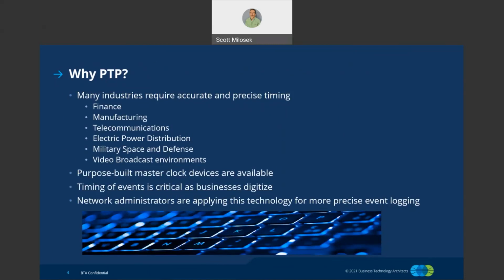Manufacturing also requires precision timing to coordinate assembly line automation and for accurate measurements, precise placement and rotation of parts, and a myriad of other manufacturing processes that require precision. Telecommunications systems and video broadcasting environments require precise timing so that data, voice, and video can be streamed without delay, latency, or packet loss. Power distribution requires precise timing for protection, metering, and substation control functions. And finally, military, space, and defense systems must have accurate and precise timing.